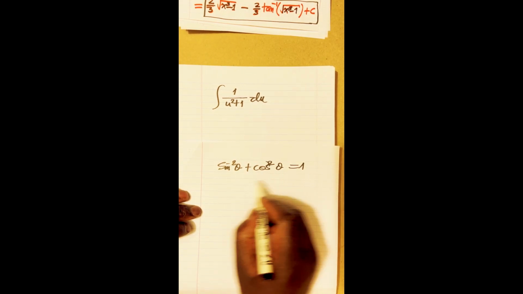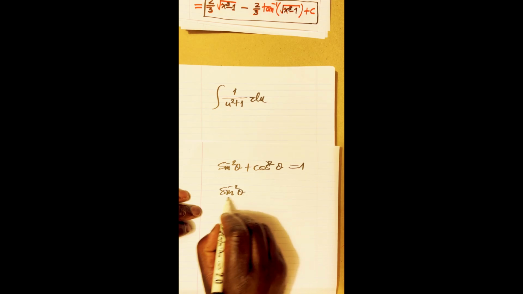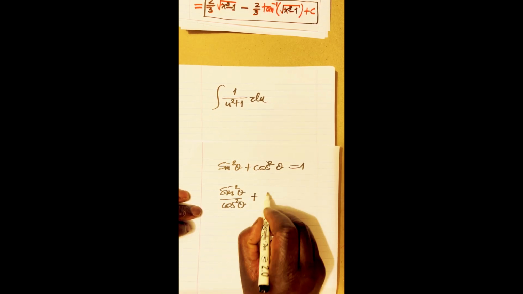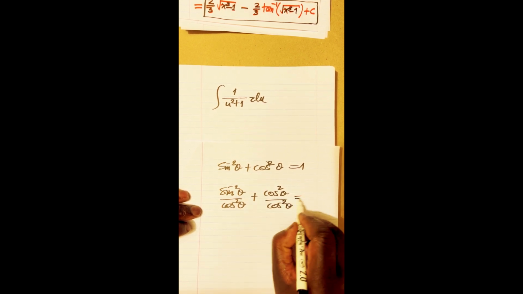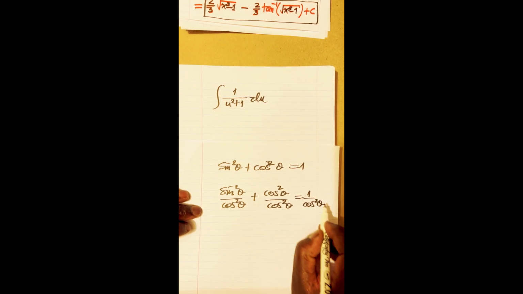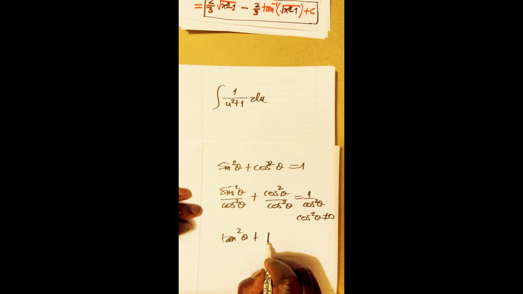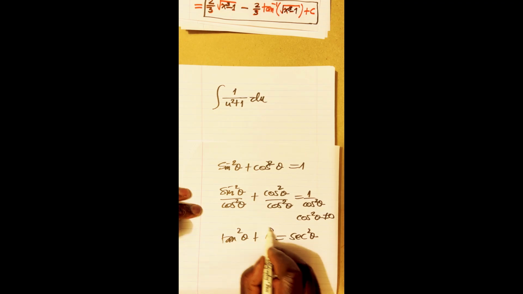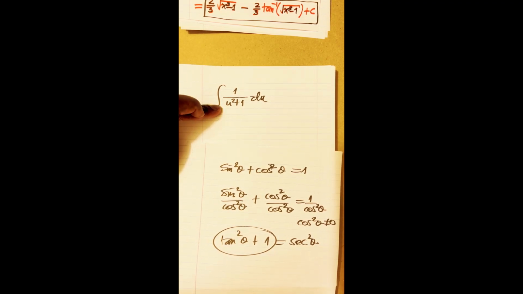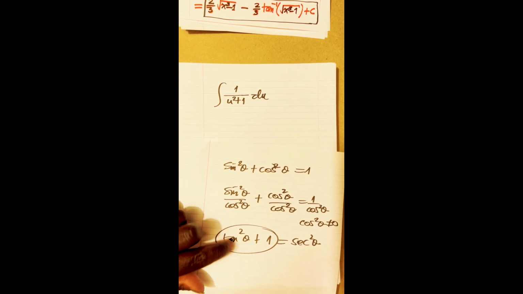So if you divide throughout by cos squared theta, you're assuming cos squared theta is not equal to 0, you're going to have sine squared theta over cos squared theta plus cos squared theta over cos squared theta equals 1 over cos squared theta. That's the assumption. This is tan squared theta plus 1, and that is actually sec squared theta. So now notice something. This here resembles what you see in the denominator there. So whenever you see x squared plus 1 or u squared plus 1, tan substitution.